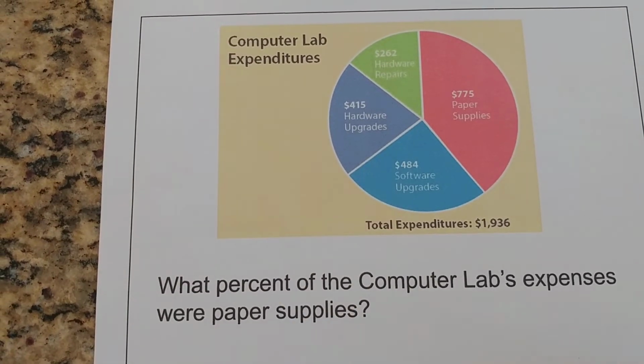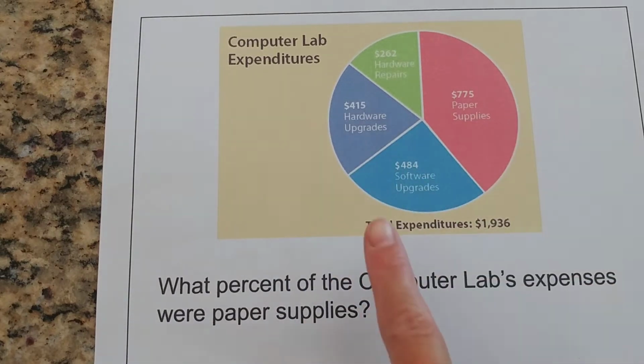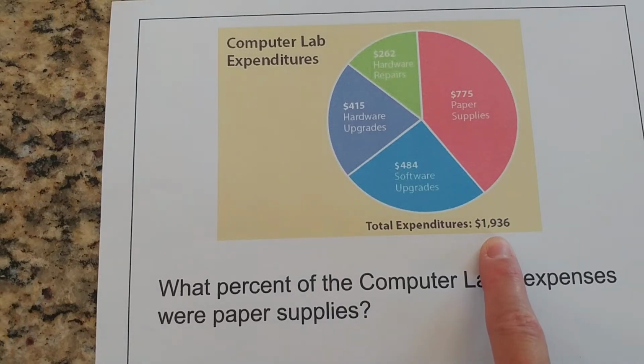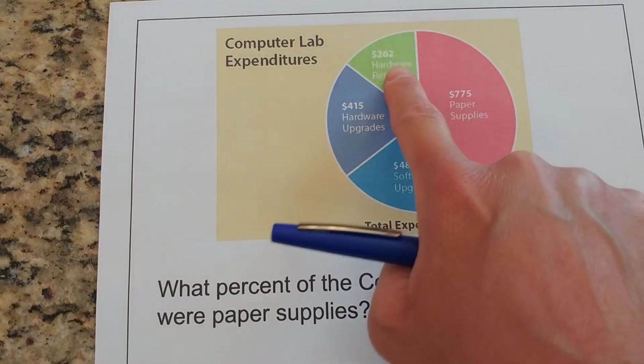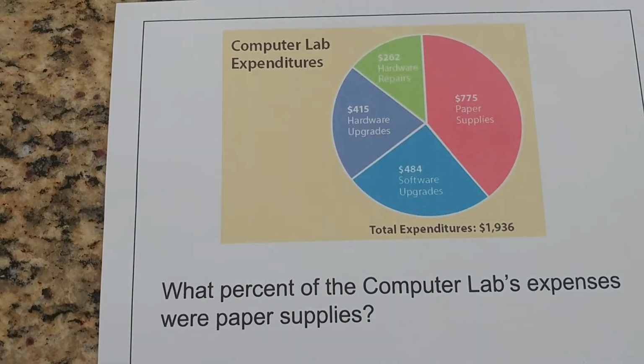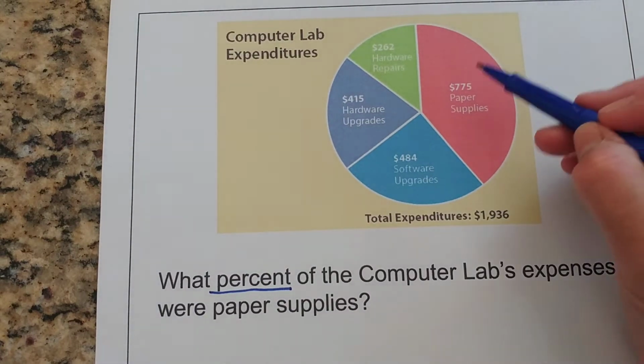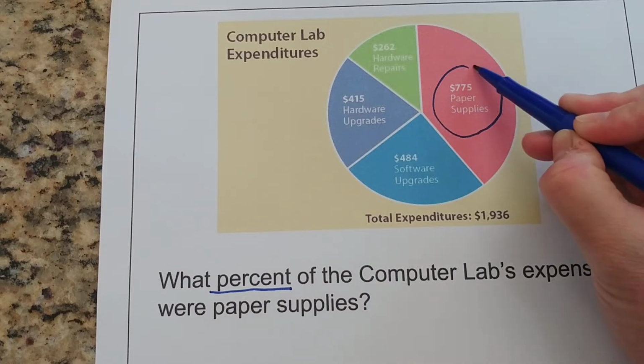The first example tells us, by looking at the graph, the amount of money that's spent to run a computer lab. We can see that the graph tells us the total amount of money, and then each of the parts here will tell us the amount of money that's spent. The question asks, what percent of the computer lab's expenses were paper supplies? So our focus needs to be on paper supplies.